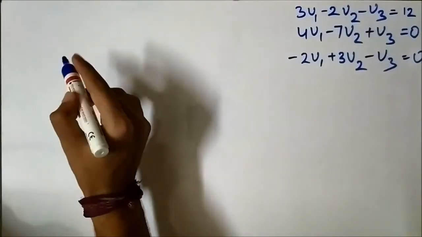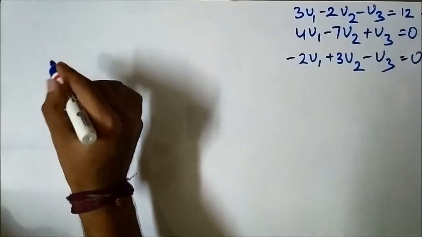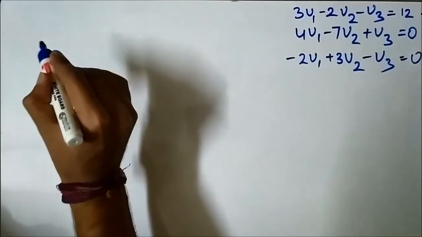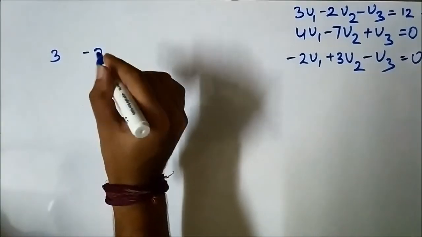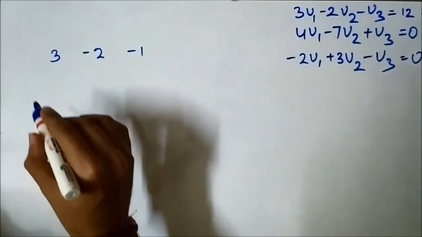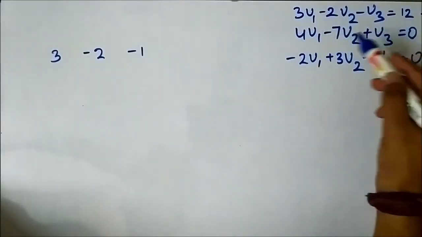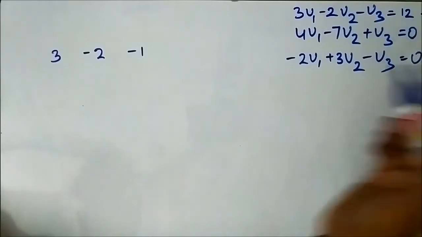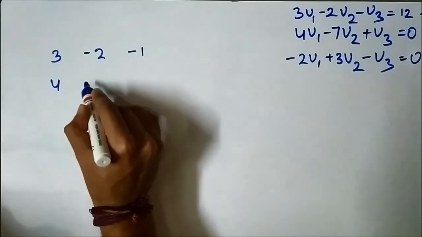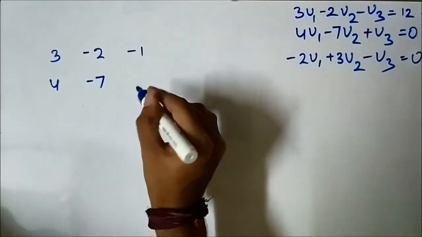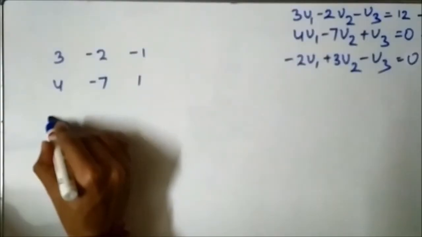Converting these equations into matrix format, we get 3, 2, minus 1, or we can write it as 4, minus 7, 1, or minus 4, 7, minus 1, both are the same thing. So let us go with 4, minus 7 and 1, and then it is minus 2, 3, minus 1.